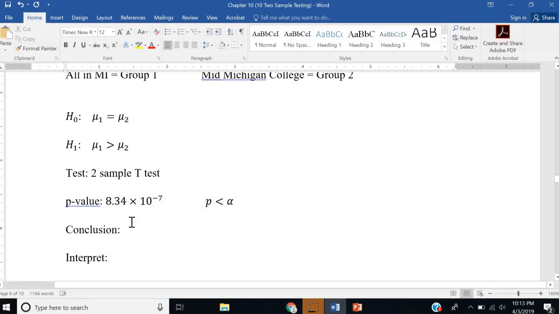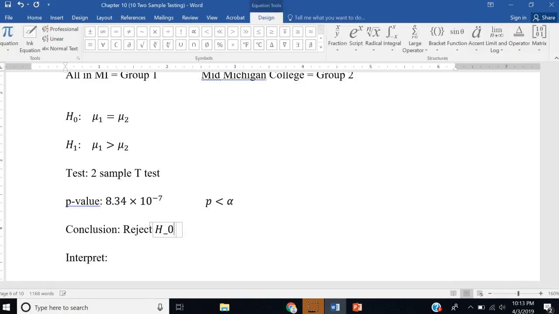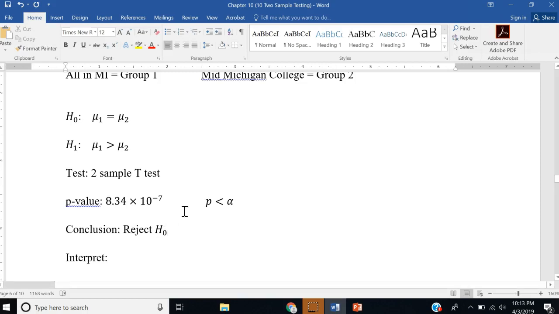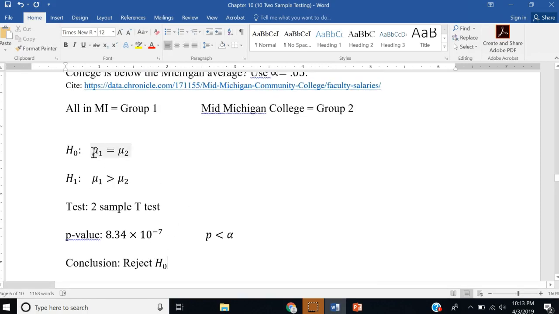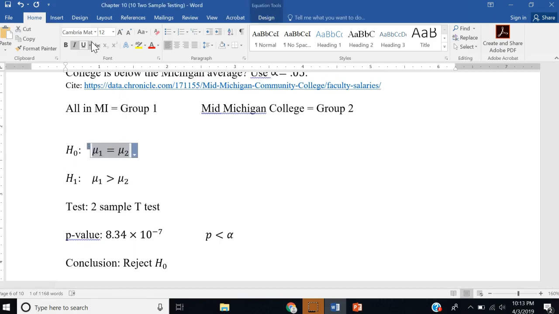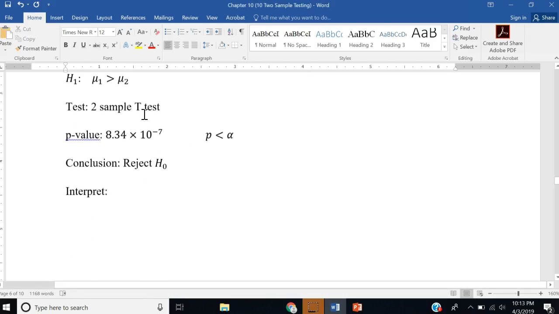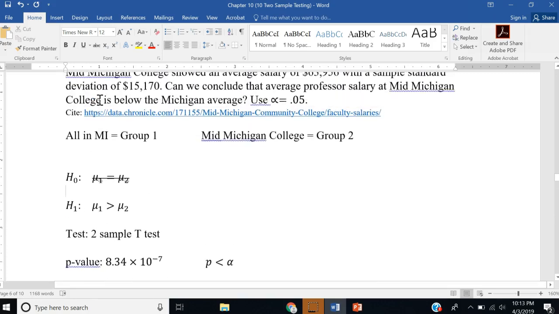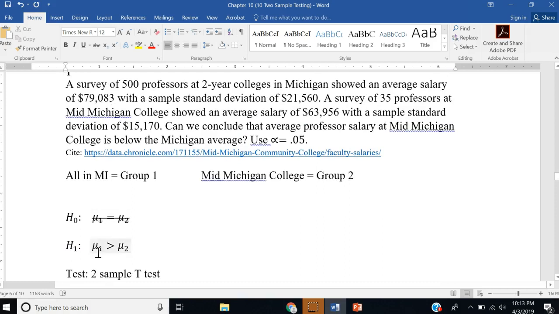And so our conclusion, this is again a very small p-value, we reject the null hypothesis. All right? Rejecting the null hypothesis. Again, if I reject the null hypothesis, that means this can't be true. Just for sake of ease, I'll strike through that. So my alternative must be true. That means the average salary in the state of Michigan for professors at two-year colleges is greater than the average salary at Mid-Michigan College.